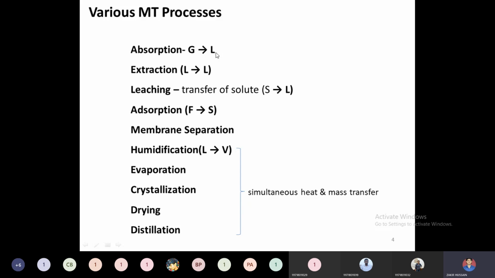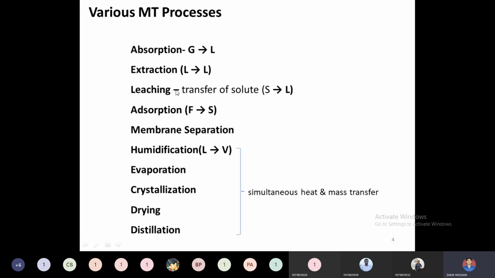Next is extraction. In industrial terminology it is referred to as liquid extraction, because it involves only the transfer of solute, so this is a liquid extraction process. For the extraction, we can say some fermentation products will be extracted. In pharmaceutical industries or sugar industries, the extraction process takes place. This is the example.